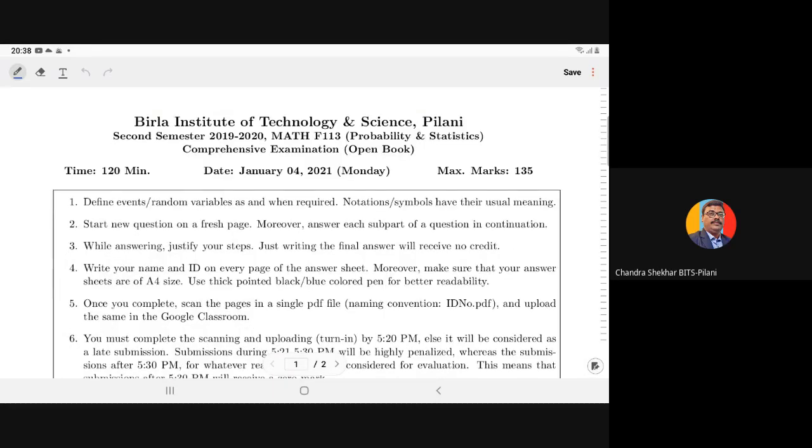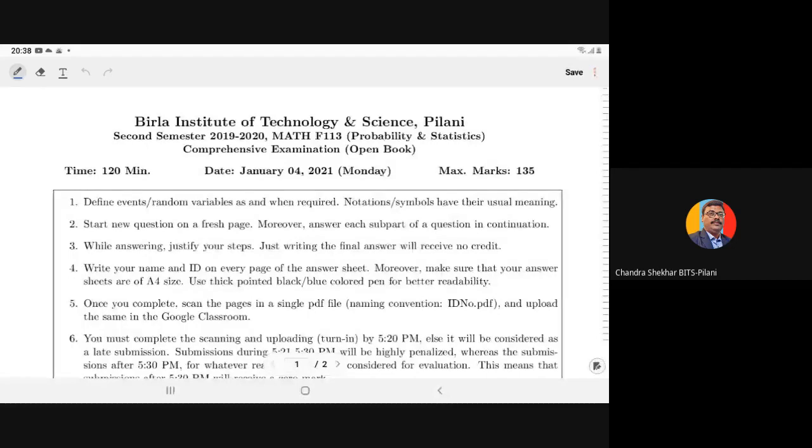So here we have finished the comprehensive examination, open book, of the second semester 2019-20 of the course Math F113 Probability and Statistics.